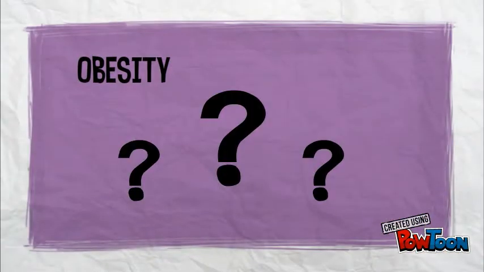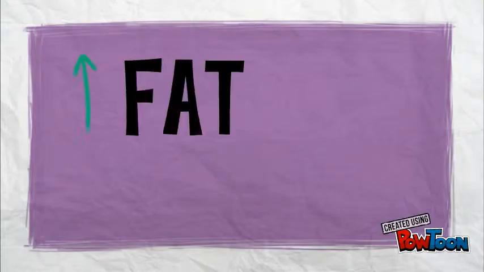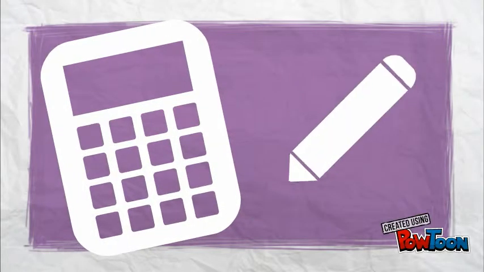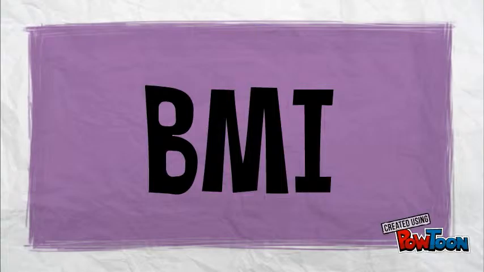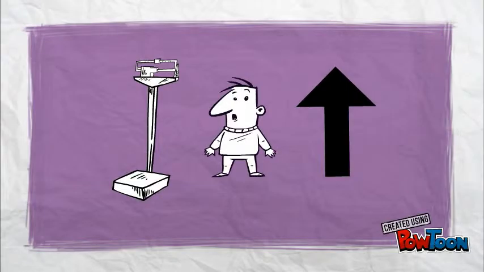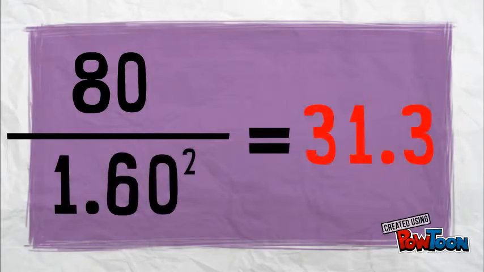Let's first talk about what obesity is and how we classify it. Obesity is when someone has so much fat on their body that it begins to negatively impact their health. We measure this by categorizing a person's body mass index, or BMI. A BMI is calculated by taking an individual's weight in kilograms and dividing it by their height in meters squared. For example, a person who weighs 80 kilograms and is 160 centimeters tall would have a BMI of 31.3.